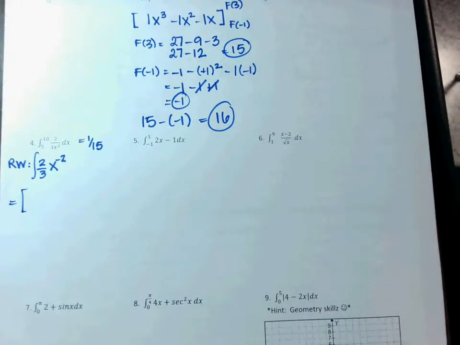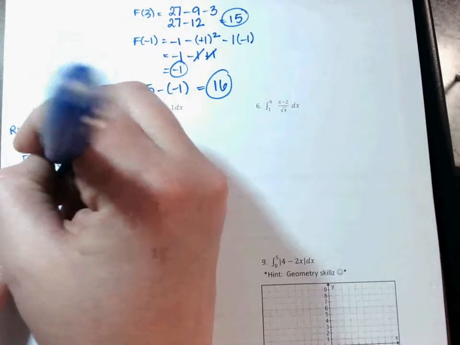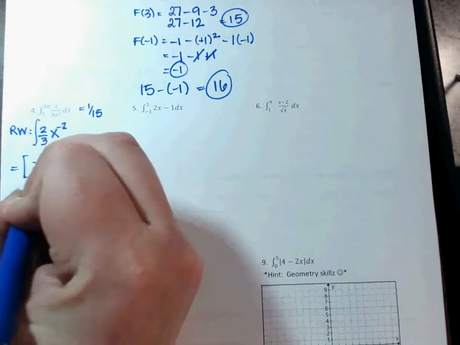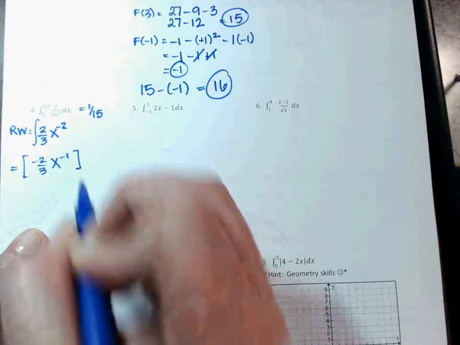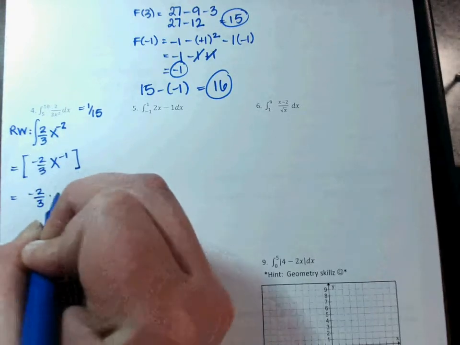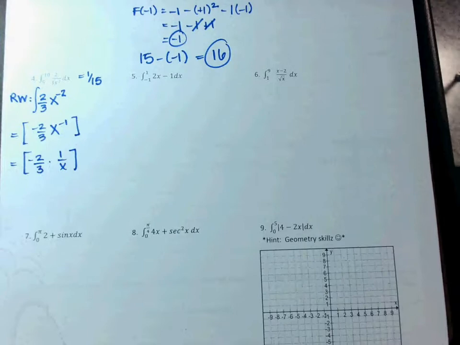So when I add 1 to -2, do I get -3? -1. And then when I divide by -1, my 2/3 is now just a negative 2/3. Okay, now I'm going to rewrite that like this. 1 over x before I plug in. Now you could leave it as an x to the -1, but remember that just means that there's an x to the 1 on the bottom.